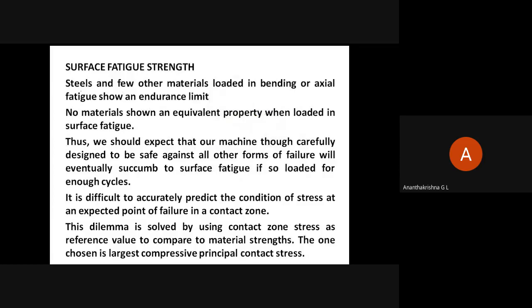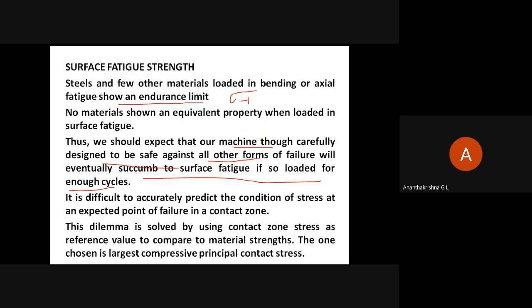Okay, so steel and a few other materials loaded in bending show an endurance limit. This we have learned: sigma minus 1 is the endurance limit. So that we learned how we are going to get. Then we should expect that our machine, though carefully designed to be safe against all forms of failure, will eventually succumb to surface fatigue if so loaded for enough cycles.